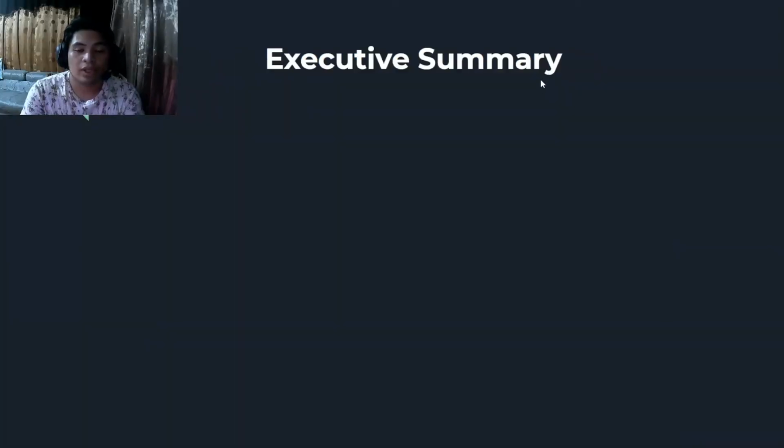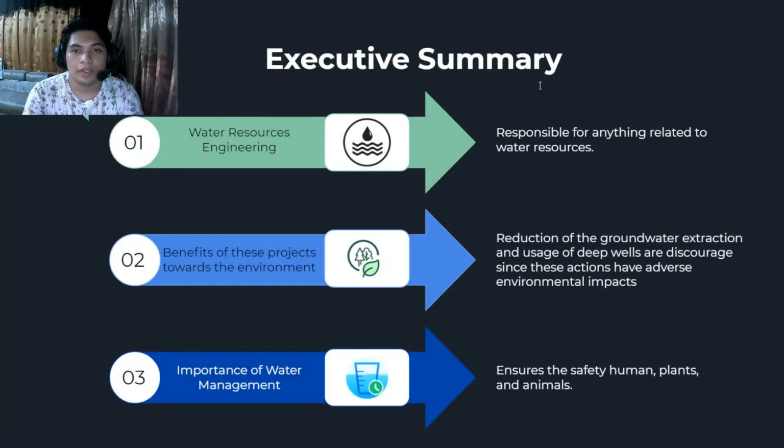Thank you. To sum everything up, water resources engineering is a branch of civil engineering which is responsible for anything related to water resources. Basically, it contributes to the production of new systems, equipment, or technology, which helps in the management of human water resources. Projects such as the BBWSP, or the Bulacan Bulk Water Supply, have helped their citizens in the reduction of groundwater extraction and the usage of deep wells, since these actions have adverse environmental impacts. With this, the water in our environment is being saved.